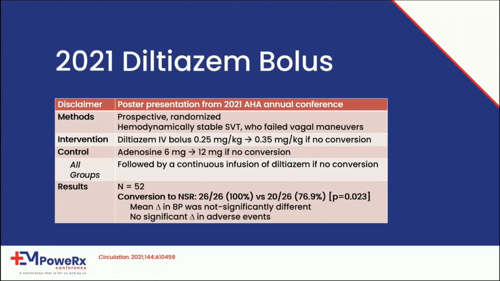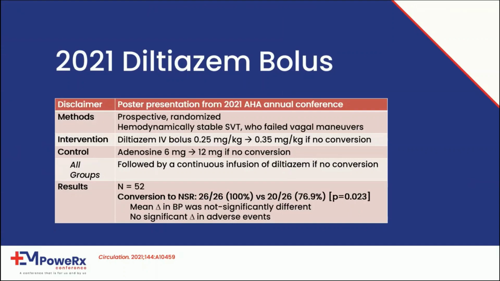There was a poster presented, so fair warning, there are limitations aplenty to this. I don't have full results to speak to. This was a poster presented at last year's AHA conference. They prospectively randomized just over 50 patients to either diltiazem in the bolus dosing fashion or adenosine at 6 milligrams as a starting dose, followed by continuous infusion of diltiazem if there was no conversion.